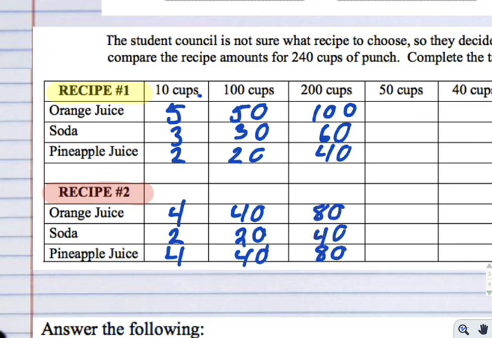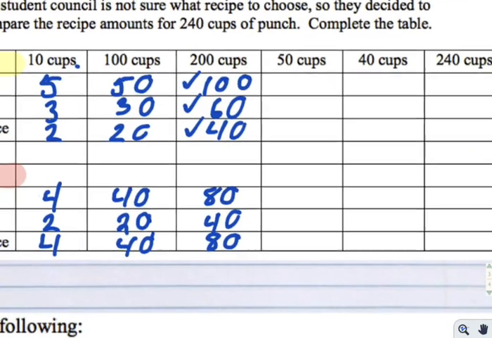Keep in mind that this column in the table asked me for a 200 cup recipe. I can check to make sure I did that by saying, okay, well, if there's 100 cups of orange juice, 60 cups of soda, and 40 cups of pineapple juice, that's a total of 200 cups. So I did it correctly.